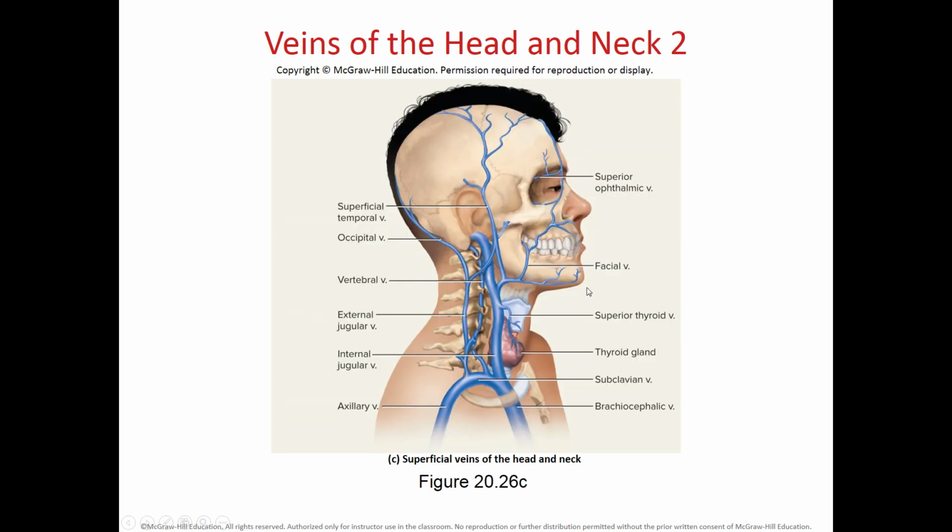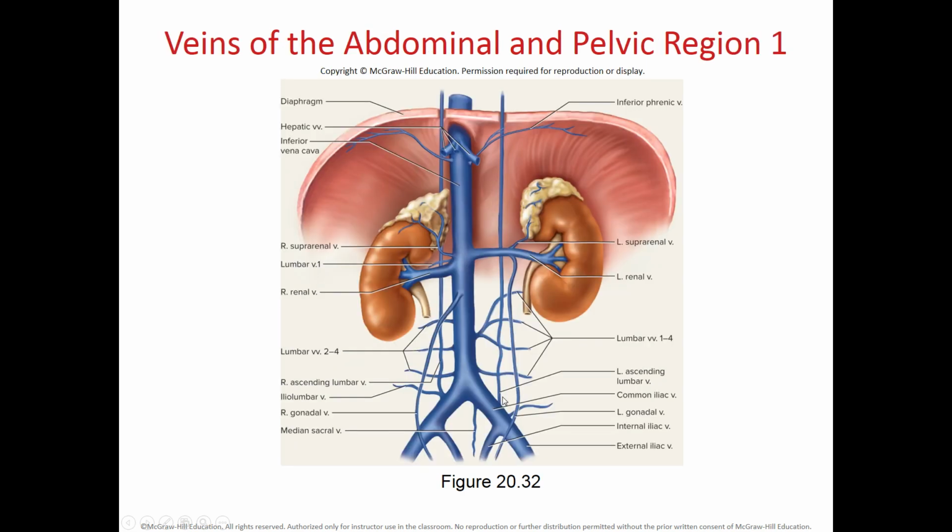These are the veins of the face and the neck. So here we have superior ophthalmic facial vein. Here we have the superficial temporal occipital veins, and they drain into these external jugular and internal jugular veins. And then this vein, the external jugular vein and the internal jugular vein, they can drain into the subclavian, and then together the internal jugular vein and the subclavian will merge and will form the brachiocephalic vein. And here we have the axillary vein draining blood into the subclavian.